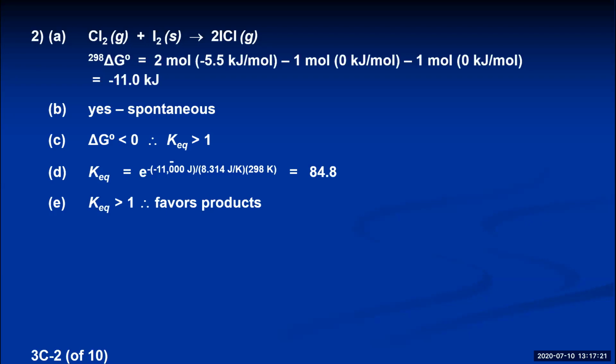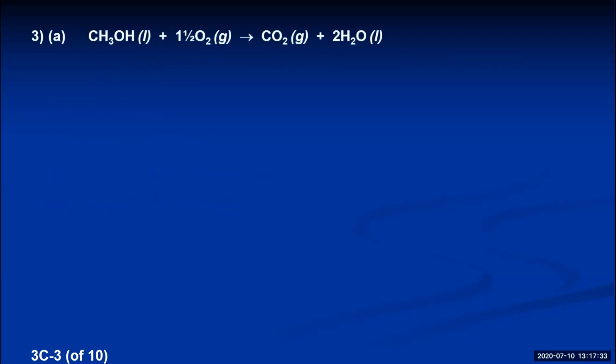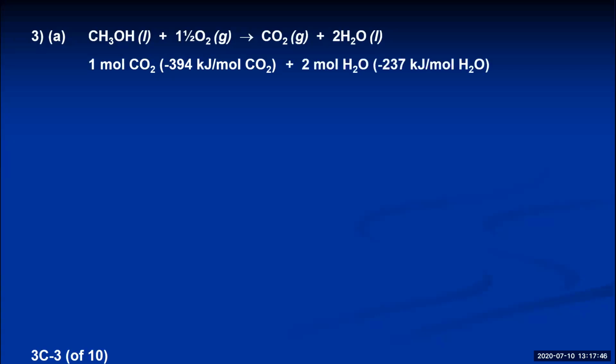Number 3, for the combustion of liquid methanol, CH3OH plus 1.5 O2 is in equilibrium with CO2 plus 2H2O liquid. A, calculate the delta G naught for the reaction at 298. Using the data from handout 5, we take the standard free energy of formation of products minus reactants. Starting on the product side, 1 mole of CO2 multiplied by its standard free energy of formation, plus 2 moles of water multiplied by its standard free energy of formation. This is a liquid, not gas, thus negative 237 kilojoules per mole.